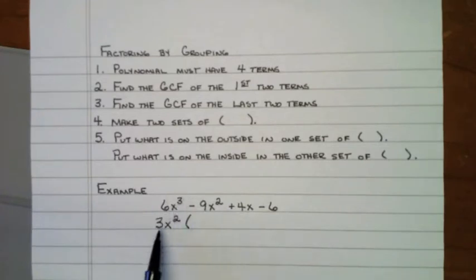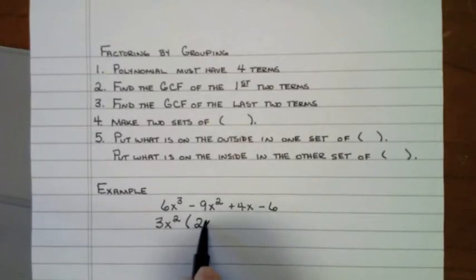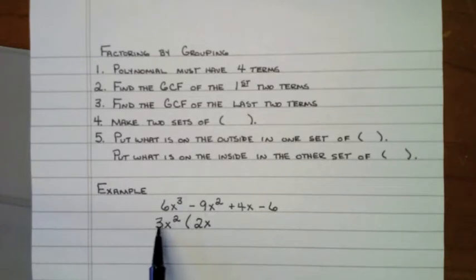6x to the third power divided by my greatest common factor, 2x. Negative 9x squared divided by 3x squared. 9 divided by 3 is 3. And the x squares cancel out.